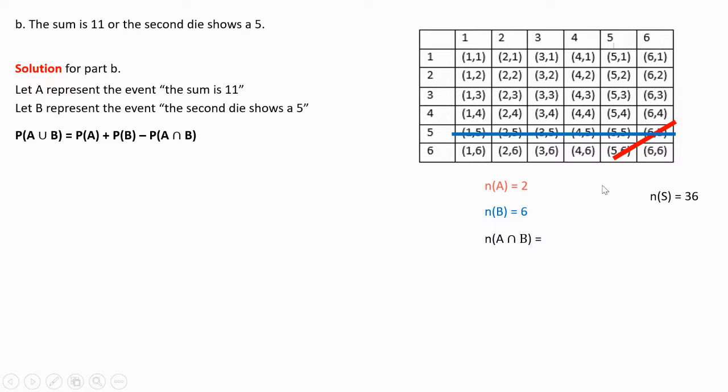Now, where they intersect is right there, so it's going to be minus 1. There's my formula. Plug everything in: 2 plus 6 minus 1 over 36. So the answer will be 7 over 36, my final answer.